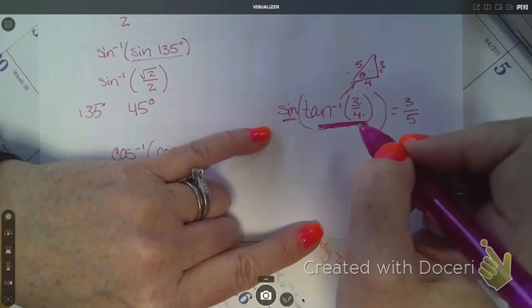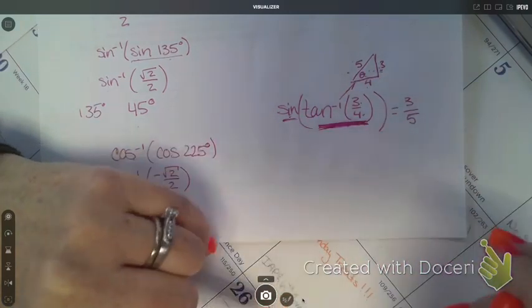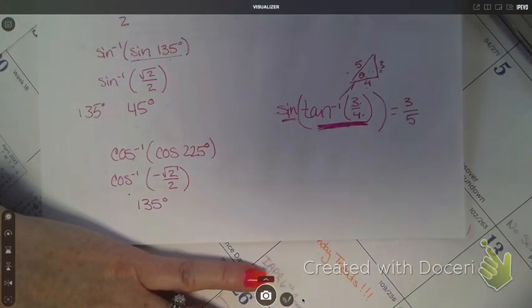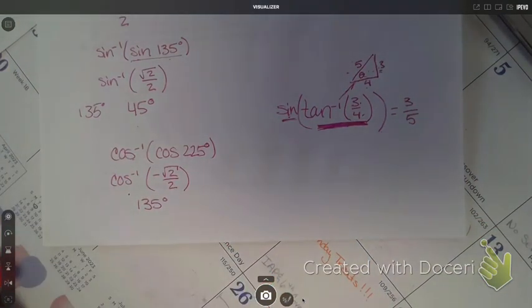I think it was going to be 3, 4, 5. How are you supposed to find the other side? What are you supposed to use if you only have two sides of a triangle? Pythagorean theorem?